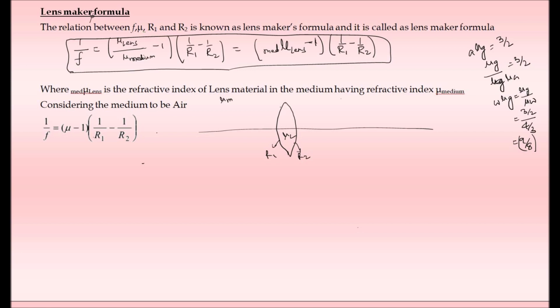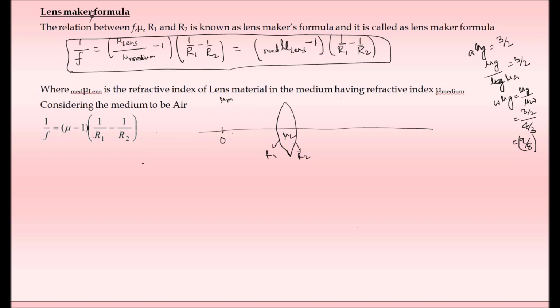So for this we have taken a convex lens. You can take any lens. This formula is equally true for any kind of lens. We have taken the convex lens in order to make the ray diagram easy. We have taken it for our convenience.